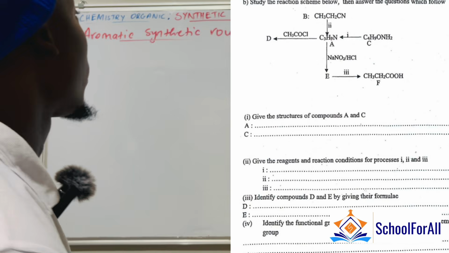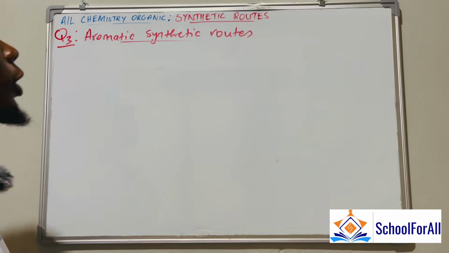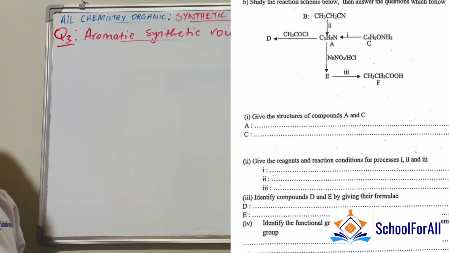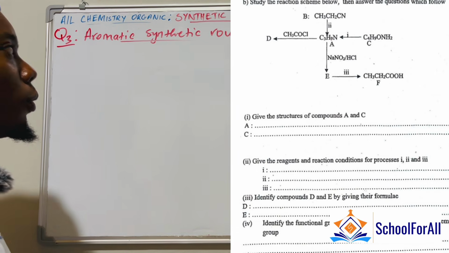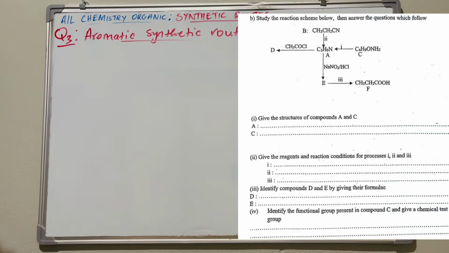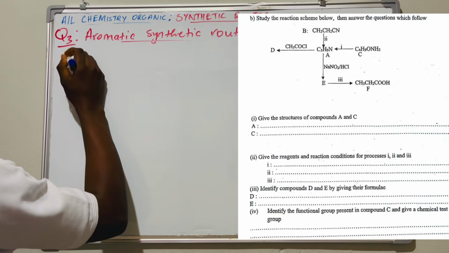Alright, now we go to our question 3, which is our third form of synthetic code, in which we have aromatic synthetic code. The aromatic synthetic code has to do with aromatic compounds, that is, compounds containing the benzene ring. So let us see our question. In our question, let us start from the middle part.